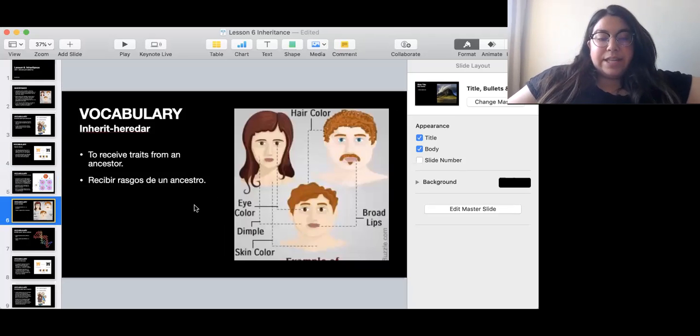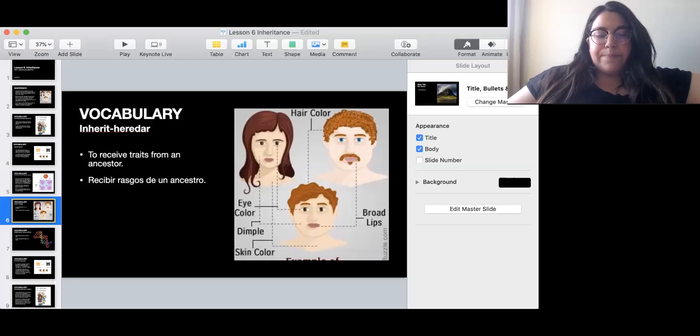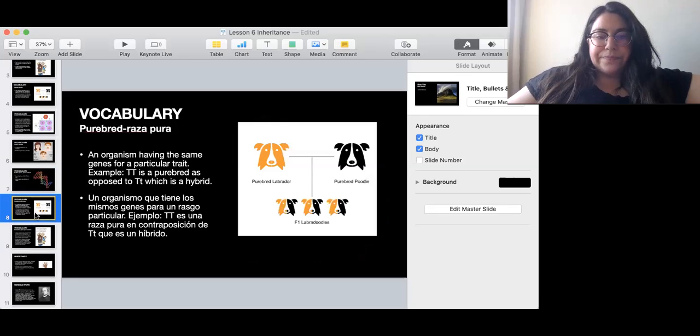And then inherit. Inherit means to receive traits from an ancestor. So it means that you're gonna have some characteristics of your mom or maybe your aunt, your uncle, your grandma, you're gonna look like them. Multiple genes, it's when a group of genes affect one trait. So you have many genes that say, for example, you're gonna be tall, or many genes that say that you're gonna have curly hair or straight hair.